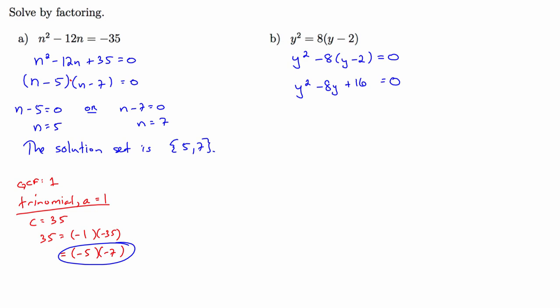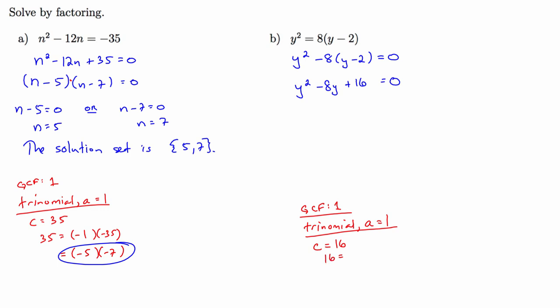We can now proceed with our usual factoring process. The GCF in this case is again going to be 1. We also recognize this is a trinomial. It's a trinomial again with a leading coefficient of 1, so it's a nicer one to factor. So my c value that I'm working with is 16. So the question becomes, what multiplies to make 16 and adds to make negative 8?